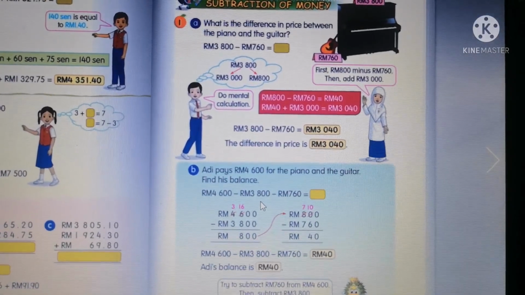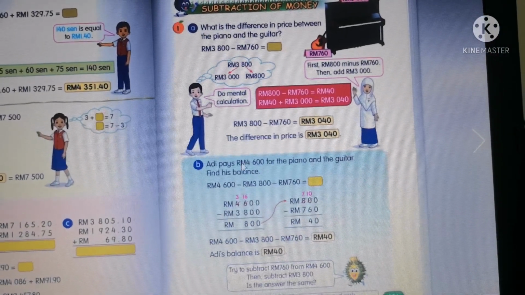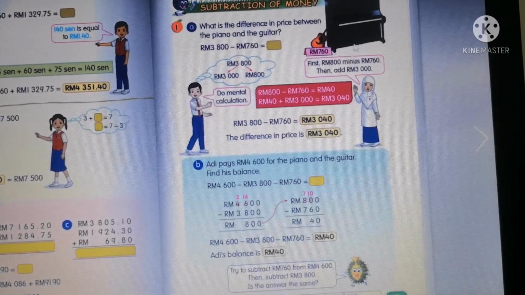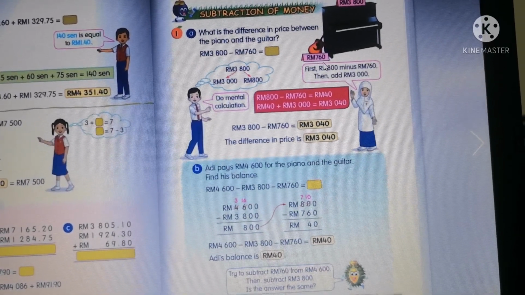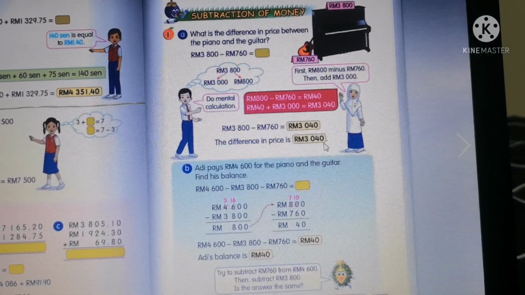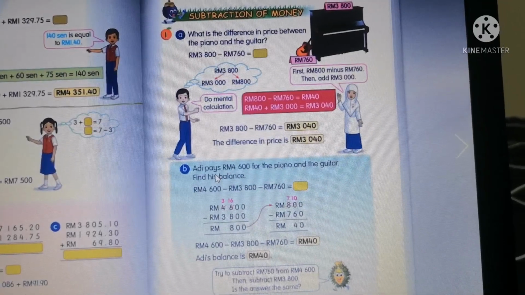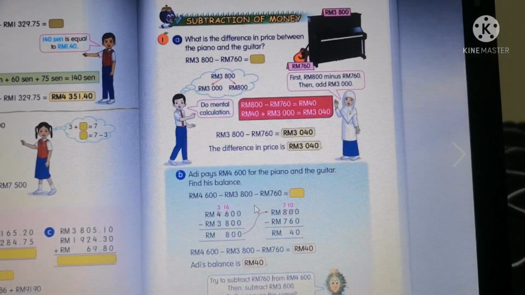So how can we solve the problem? We have to minus 4,600 with 3,800, then minus 760, then you will get the balance. That is what Adi will get back. Okay, so we'll do it now.